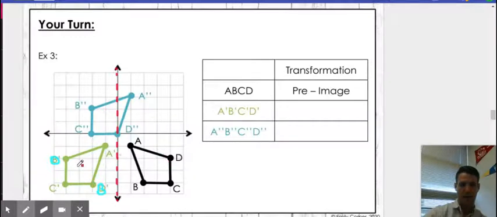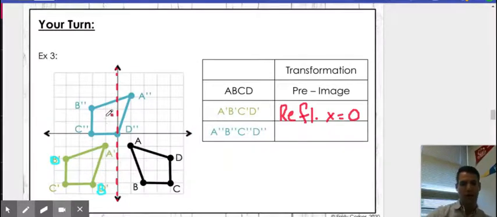And you can see how that would be a reflection right across. So we can write here, we reflected, and then the axis of symmetry in this case would be x equals 0, which would be the y-axis.